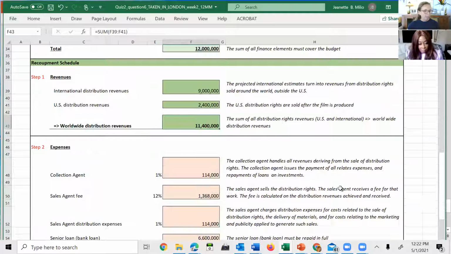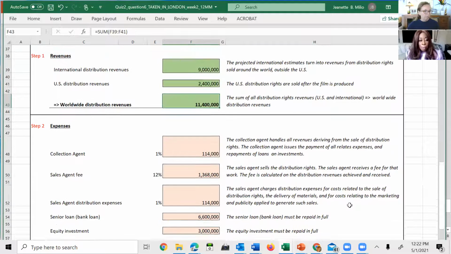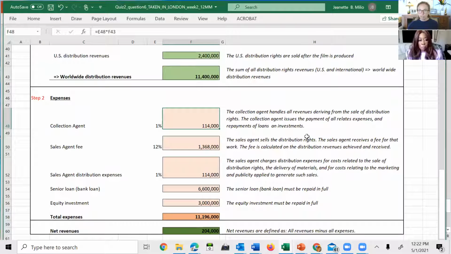Right? Yes. Now we have to pay a few people. We have to pay the collection agent 1%. Always. 1% of whatever comes into the collection account. We're going to pay the sales agent 12% because they want 12% as a sales fee. They also want 1% as distribution expenses. And then we pay the $6.6 million bank loan back. And then we pay the equity investor back. We're not even talking about premium here because it's a very simple finance plan in the beginning.